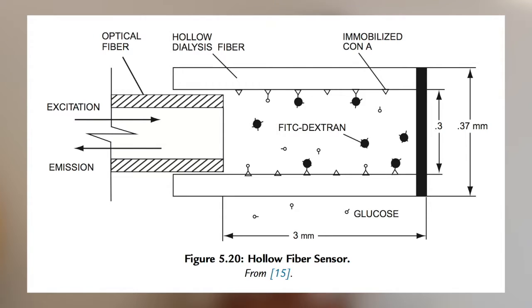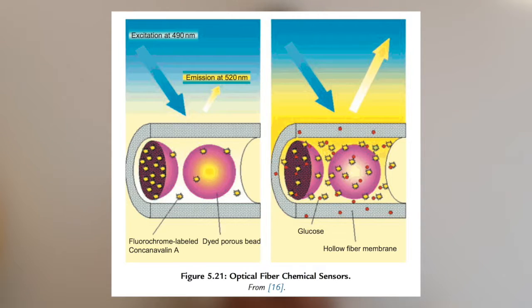Now, examples of sensors that have used this type of design are the hollow fiber sensor, which is a type of sensor that utilizes optical fibers as a miniature probe microscope, used for measuring changes in molecular concentration. Another variation of this type of fiber sensor includes the optical fiber chemical sensors.